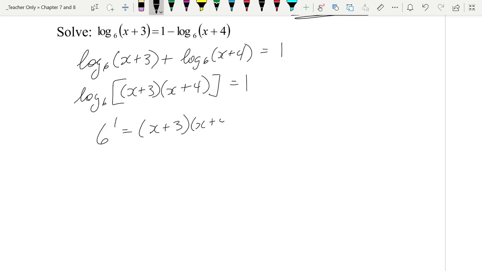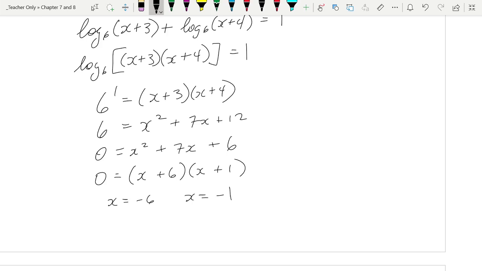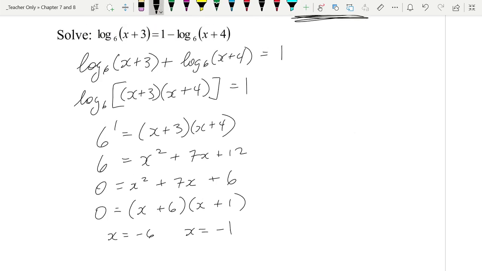All right, once again, starting to get repetitive. We're in quadratics land. X squared plus 7x plus 12. I move the 6 to the other side. X squared plus 7x plus 6. And now what two numbers times to make 6 and add to make 7? 6 and 1. So x is equal to negative 6, x is equal to negative 1. Check them. If negative 6 is put into either of these, you get negative arguments. X equals negative 6 is extraneous.